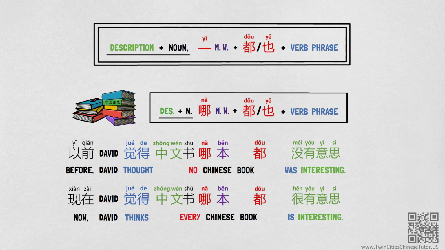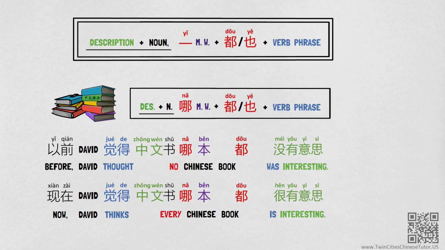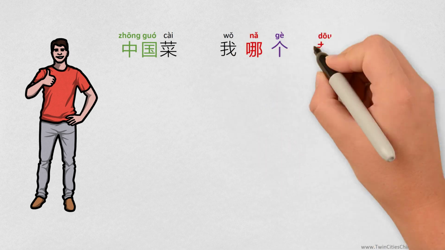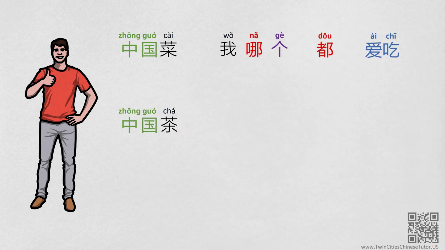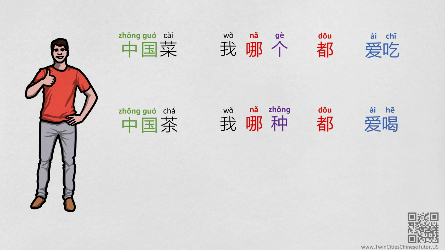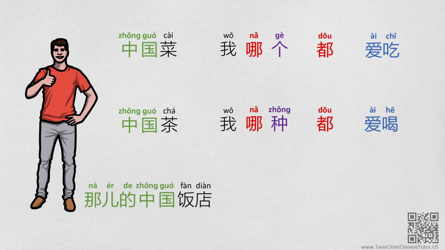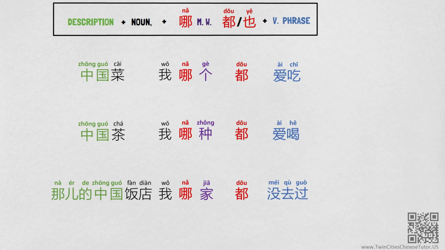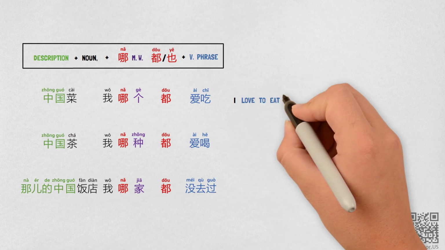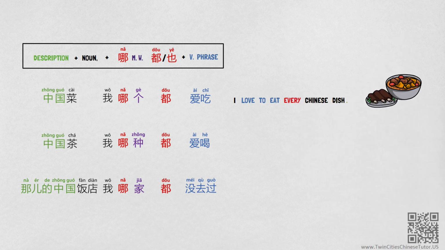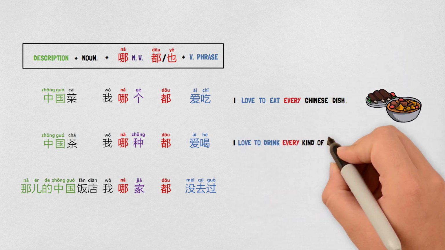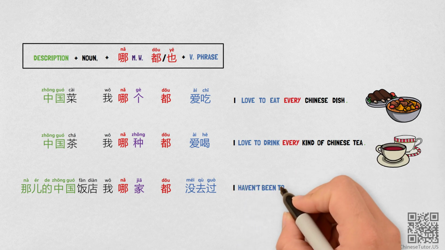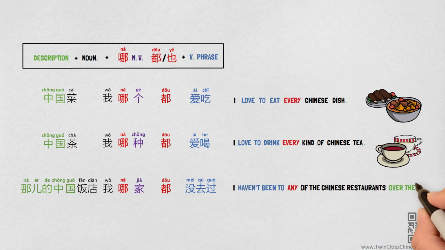Now, if you've got a handle on the above sentences, let's see a few more examples. Can you figure out what David means when he says, 中国菜我哪个都爱吃，中国茶我哪种都爱喝，那儿的中国饭店我哪家都没去过。The meanings are, I love to eat every Chinese dish. I love to drink every kind of Chinese tea. I haven't been to any of the Chinese restaurants over there.